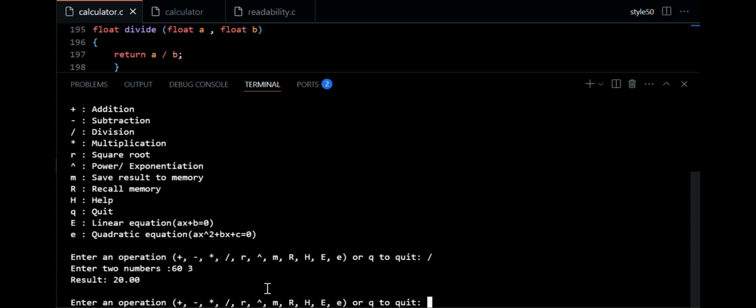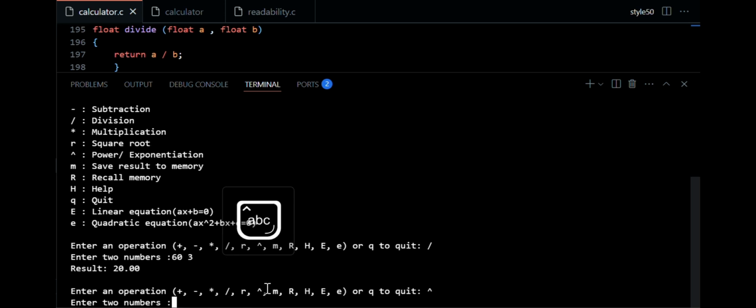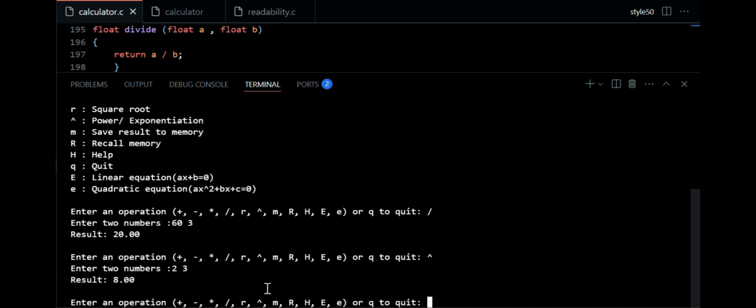Now what I want to use is exponentiation. Let's use 2, and then the other number is going to be 3. So it's going to be 2 times 2 times 2, like 2 cubed. 2 cubed is 8. So it gave us a perfect, accurate result. It's accurate and precise.